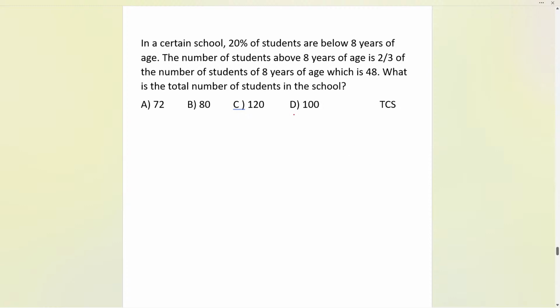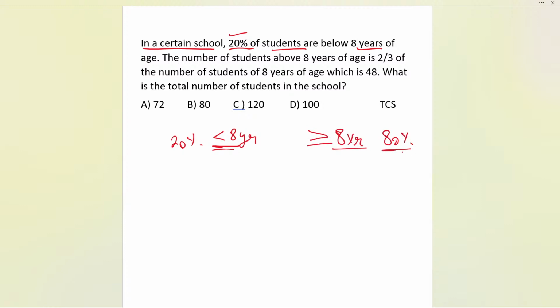Now, let us see over here. The question says that in a certain school, 20% of the students are below 8 years. Okay, so 20% are below. Greater than or equal to 8 years will be 80% of the students. Fine. The number of students above 8 years is 2/3. There's a condition given: the number of students greater than 8 years is 2/3 of the number of students of 8 years.